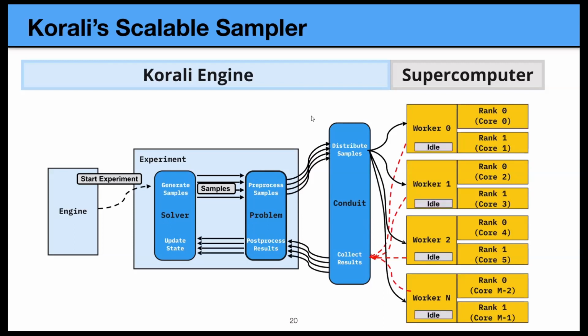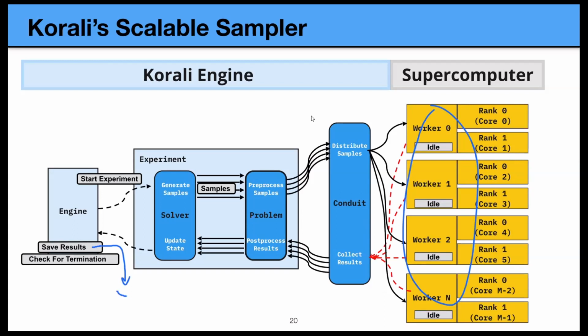All of the results are sent back to the solver after post-processing. You know what this means, I already told you. And then we save the results, start again, and the workers are ready for the next set of samples to be executed. So at this point, the results are saved to a file, and it checks for termination. If it hasn't terminated, it goes again. So this is how it works. And this is the context of the supercomputer, and this is the engine.